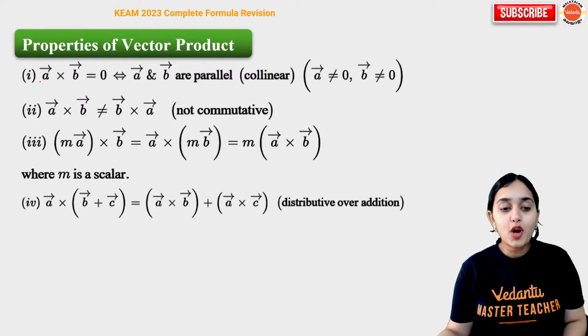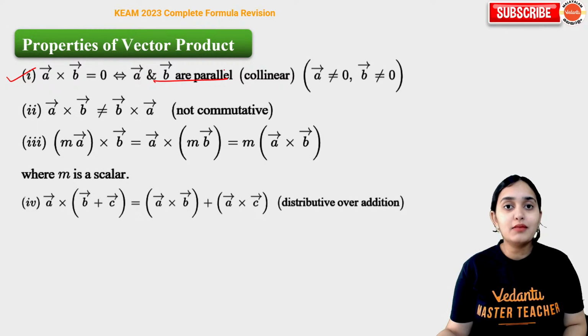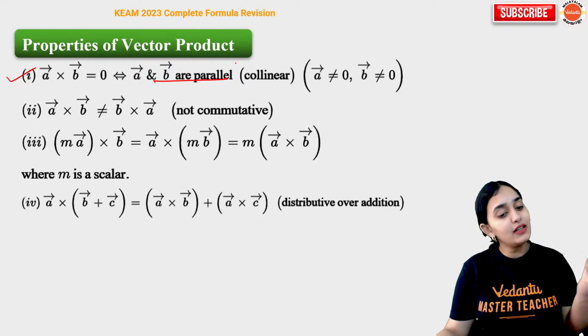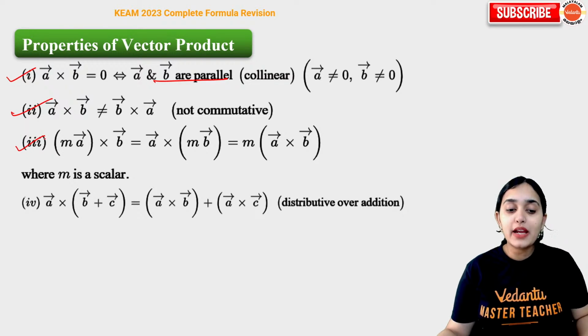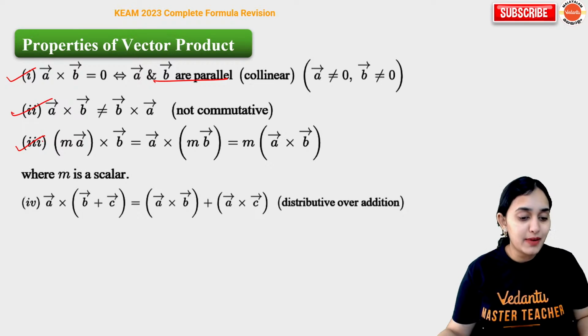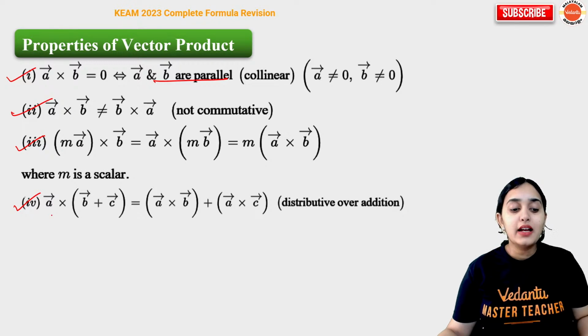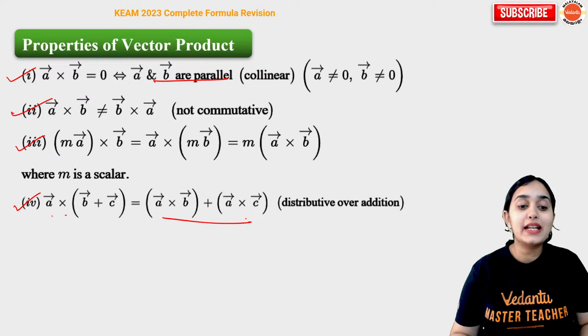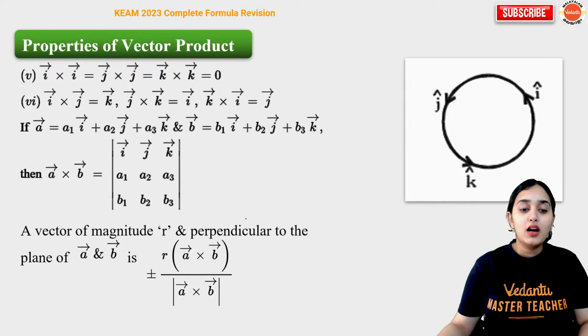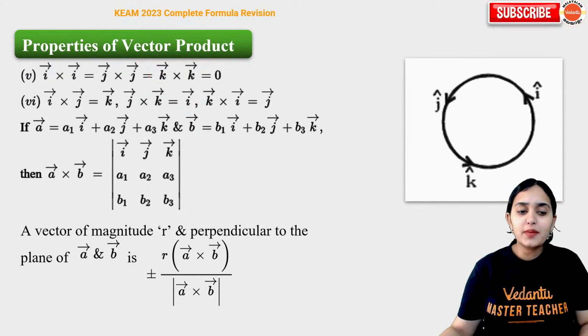Now, there are some properties of vector product. A cross B is 0 when A, B are parallel because sine 0 is 0. A cross B is not equal to B cross A. M into A cross B is fine. You can multiply a constant. And A cross (B plus C) is A cross B plus A cross C. Distribution over addition is done.